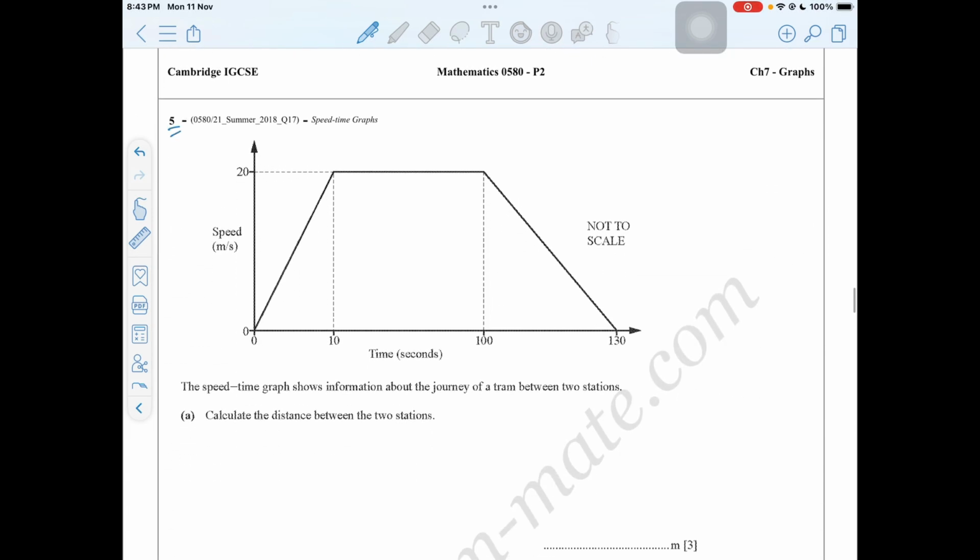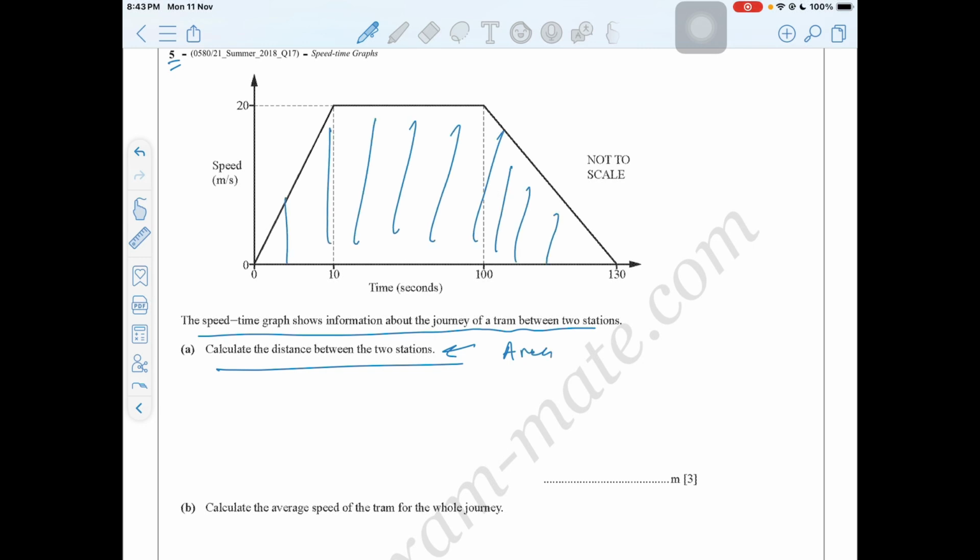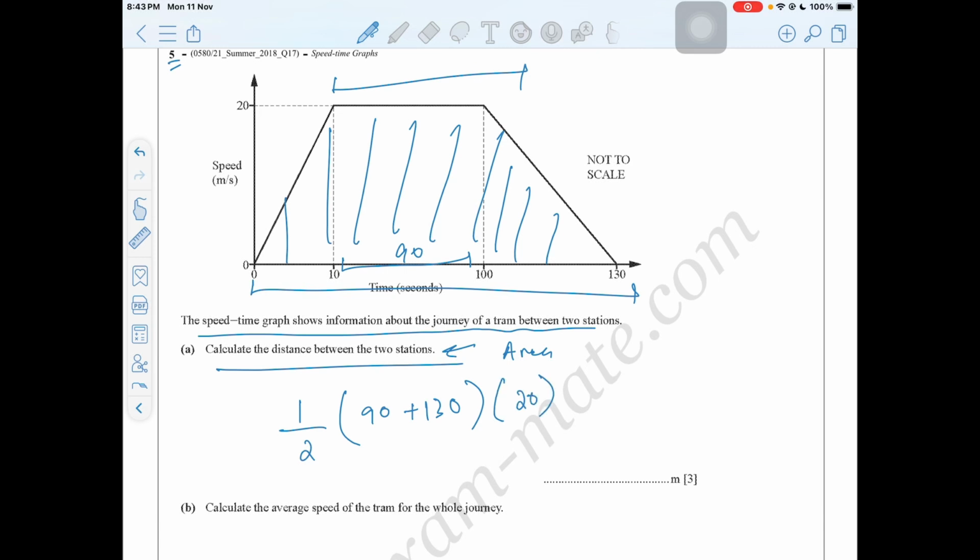Now we have our question 5 as calculate the distance between the two stations. The speed time graph shows information about the journey of a tram between two stations. So for distance, we need area. Again, we'll be using the area of trapezium again. So this would be 1 over 2 multiplied by the total sum of parallel sides. So this is basically 90, and this whole is 130. So this would be 90 plus 130. And we have our height as 20, so let's just cancel it out. So this would be 10, and then we get 220 multiplied by 10 would be 2200, right?